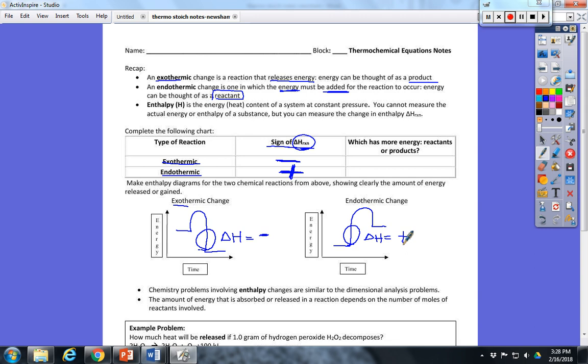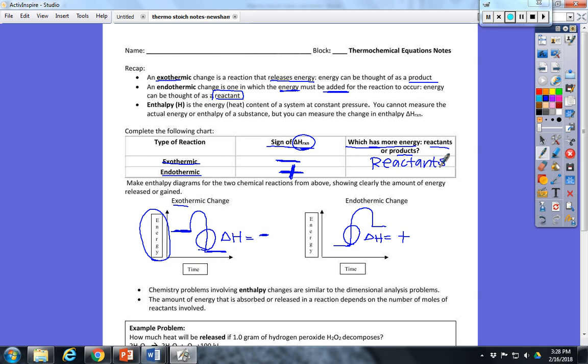So let's answer this question. Which has more energy, the reactants or the products, in an exothermic reaction? So here's our exothermic reaction. If you look at our y-axis, it says energy. So what actually has more energy, the reactants or the products? And that answer would be the reactants. So we're going to write reactants.